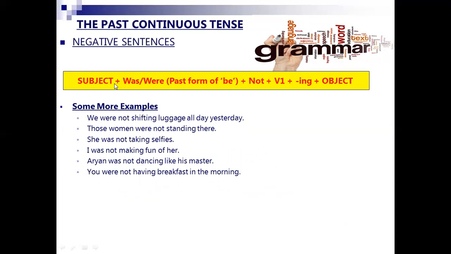Getting it, students? See, here we are just using this formula. Subject we. Here the subject is in plural form, that's why we used were. We were not shifting luggage all day yesterday. Those women, this is the subject, where woman is plural, that's why were comes. Not standing there. Getting it, students? Yes. Please note down this formula for negative sentences, how we can make negatives in past continuous tense.